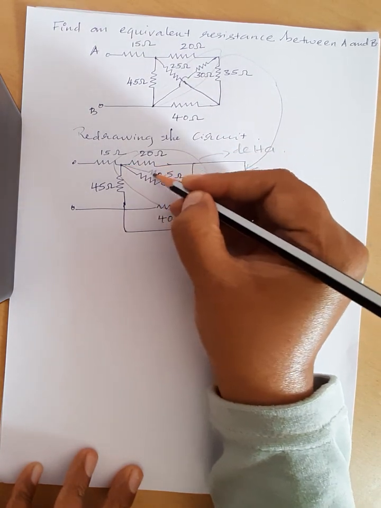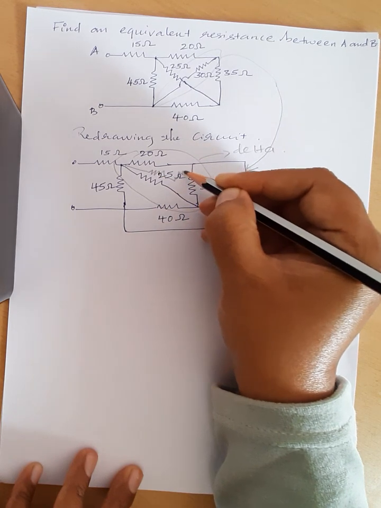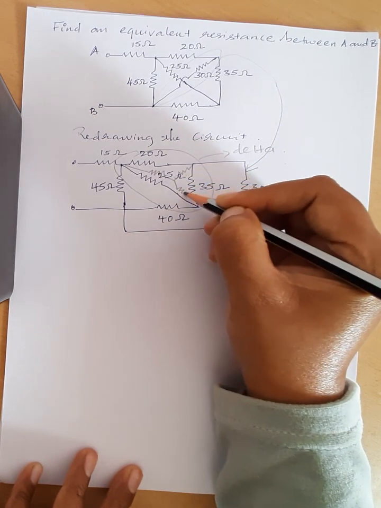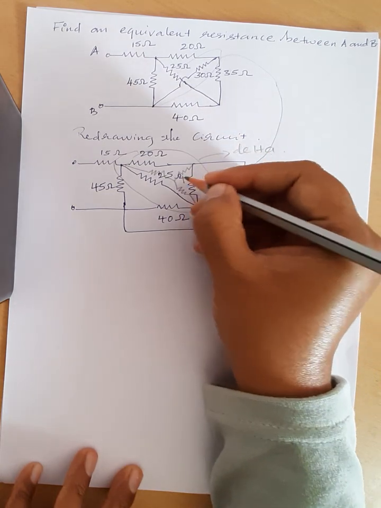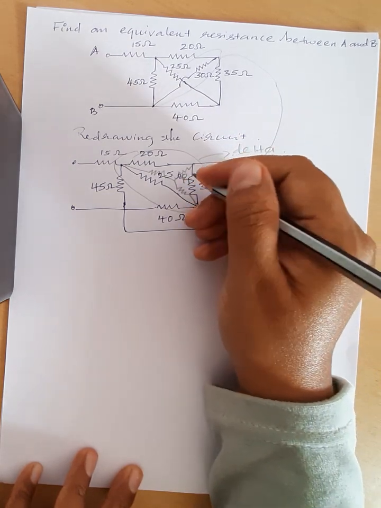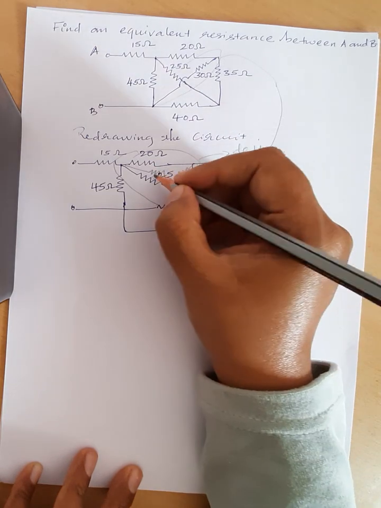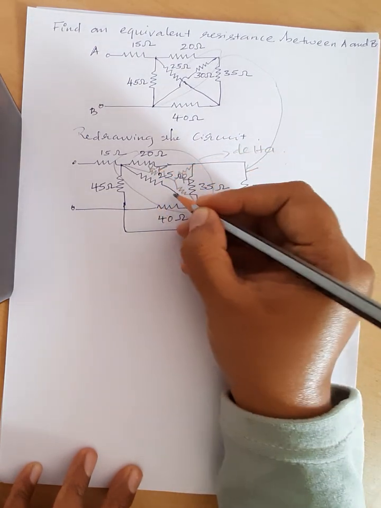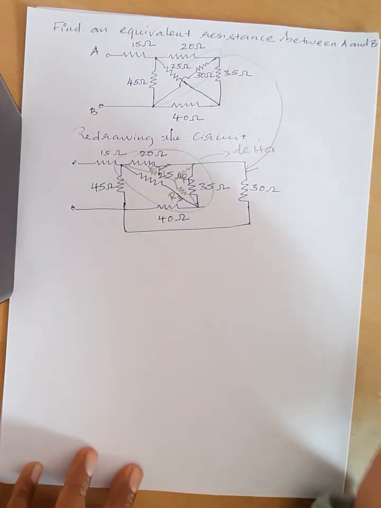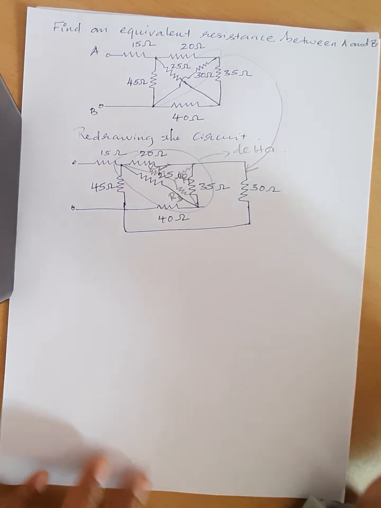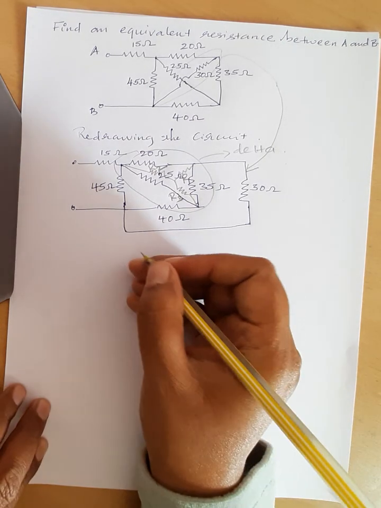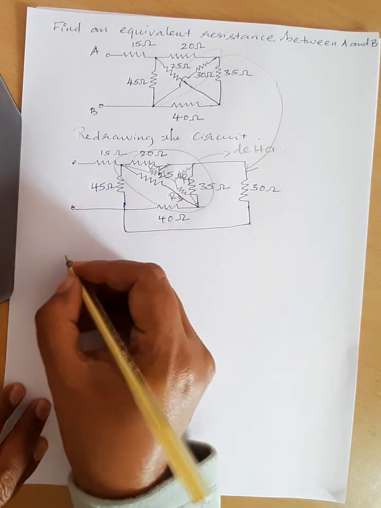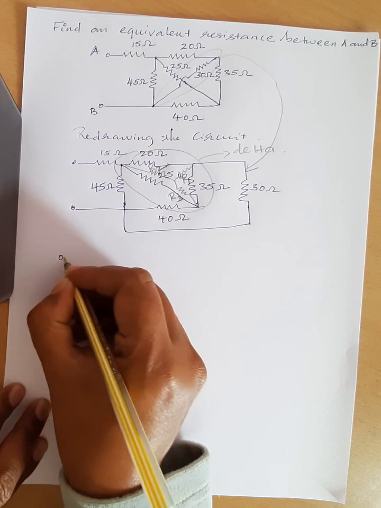Draw one star network within the delta network. Name that as R1, R2 and R3. In the next circuit, let us replace the delta network with the star network. So the circuit will now look like this.